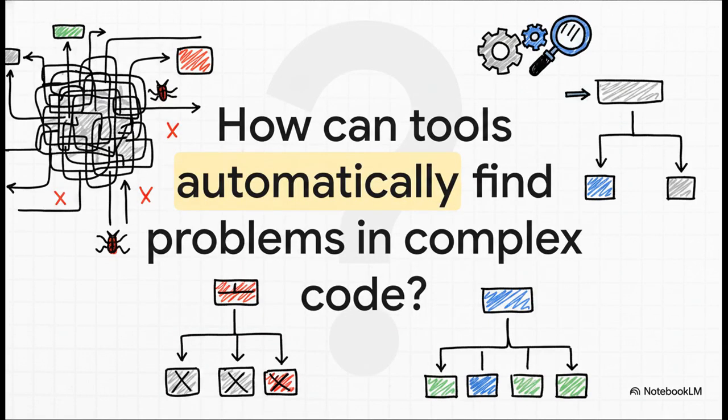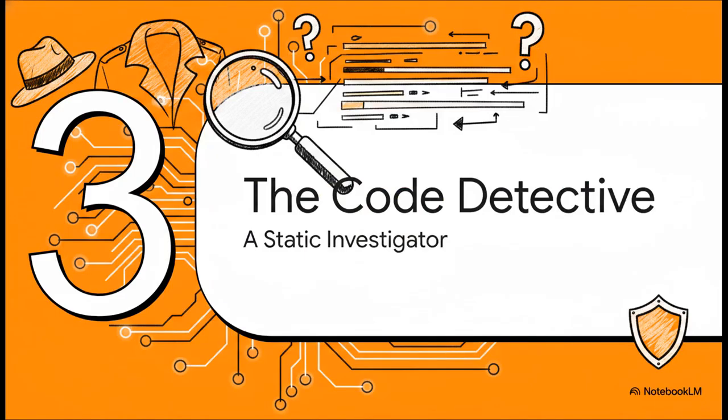And that brings us right back to our original question. If we can't possibly trace every potential outcome in our own heads, how on earth do our tools manage to do it for us and do it automatically? The answer lies in a technique that we can think of as a kind of code detective. It's like a quiet investigator that examines our code, checks out every lead, and follows every possibility, all before the code even gets a chance to run.